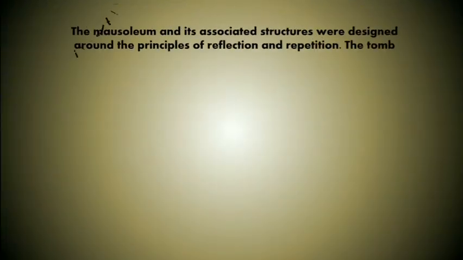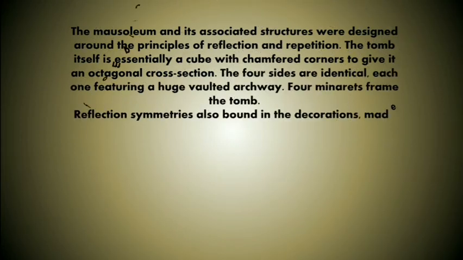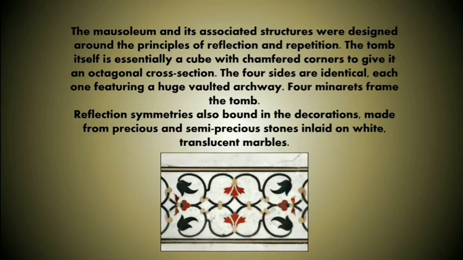The mausoleum and its associated structures were designed around the principles of reflection and repetition. The tomb itself is essentially a cube with chamfered corners to give it an octagonal cross-section. The four sides are identical, each one featuring a huge vaulted archway. Four minarets frame the tomb. Reflection symmetry is also found in the decorations, made from precious and semi-precious stones inlaid on white, translucent marble.